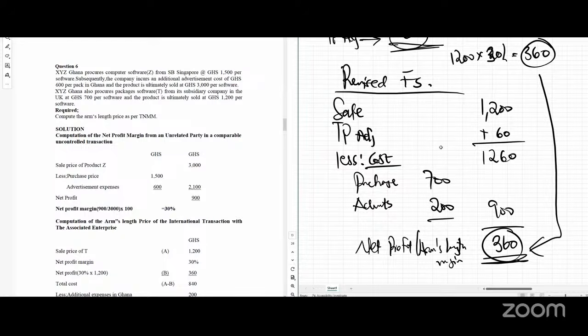Prof, the additional cost of 200, was it in the question? I told you I forgot it. It is there, but I forgot it. I said when I was typing, I forgot it. These are my own questions. Okay, so I forgot it.